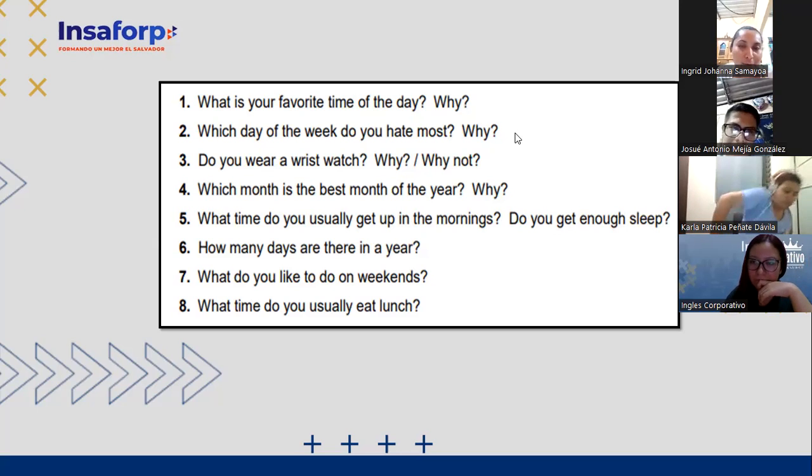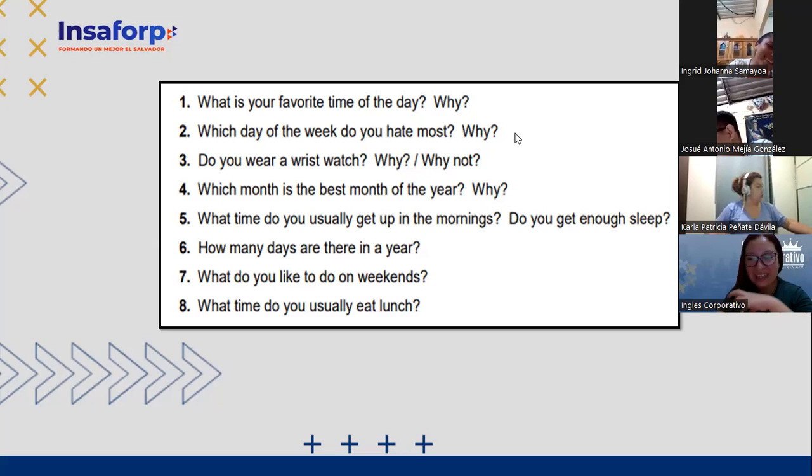Organize my house. Very good, Ingrid. I like to organize my house. Vuelvo y repito, regla general. Siempre que tengan dos verbos seguidos, uno a la par del otro, va a ir la preposición to en medio, ¿de acuerdo? Next, we go with Josué.